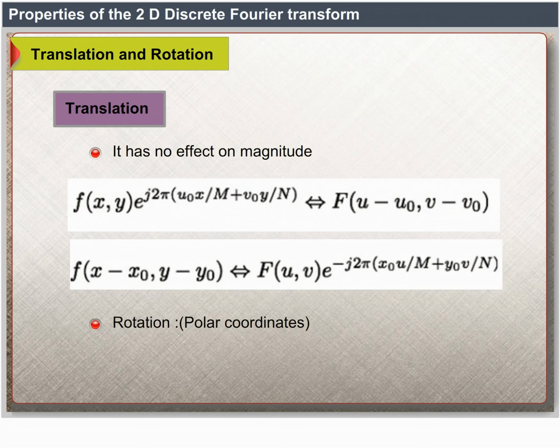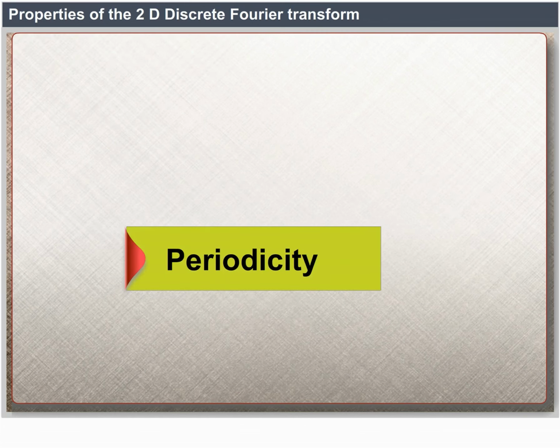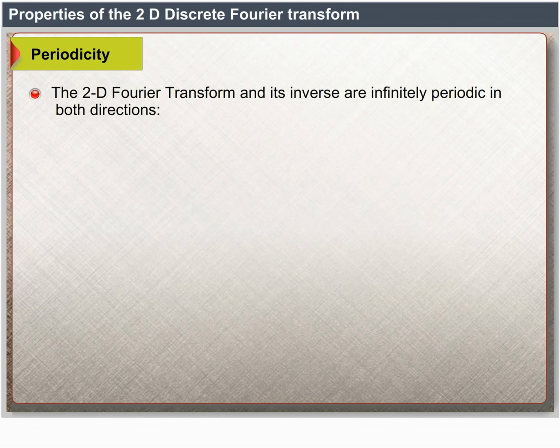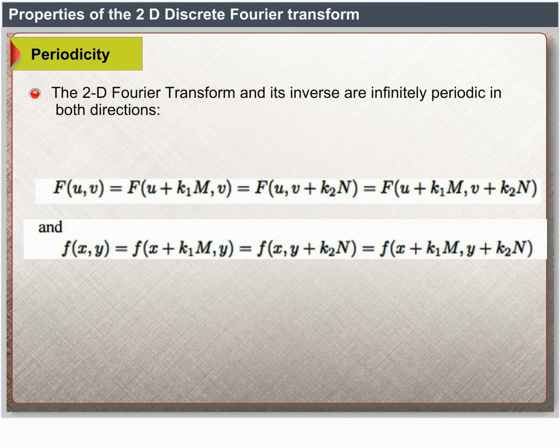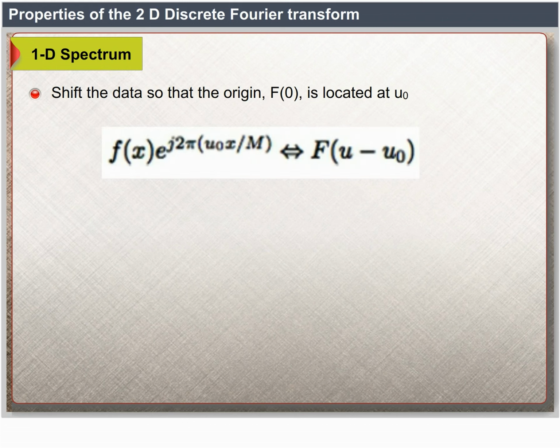1D spectrum. Shift the data so that the origin F of 0 is located at u0. Please study the equations on screen. If u0 equals M by 2, the equation will put F of 0 at the center of the interval 0 to M minus 1. 2D spectrum. Shift the data so that the origin F of 0, 0 is at the center of the frequency rectangle defined by 0 to M minus 1 and 0 to N minus 1. The equation will be as shown on screen.